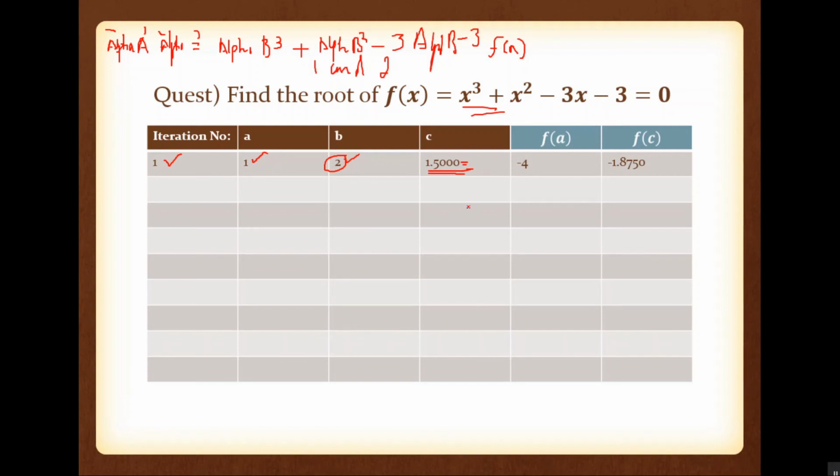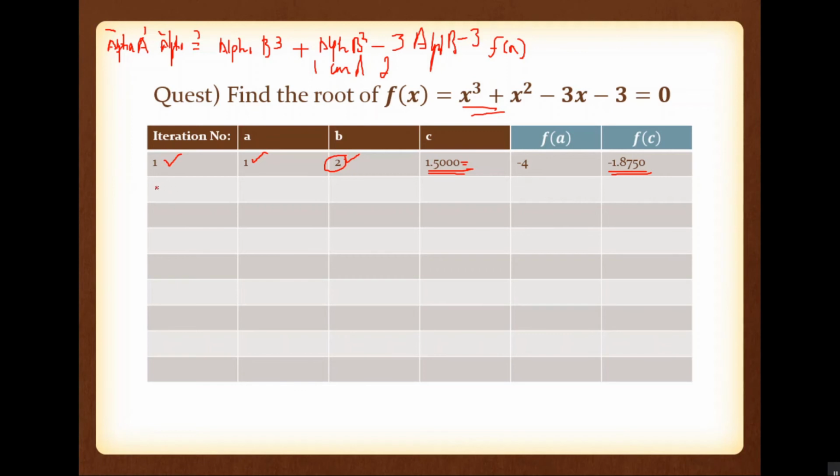So now calculate f of c. What is the value of f of c? That is 1.5 raised to 3 plus 1.5 raised to 2 minus 3 into 1.5 minus 3. So I think you have minus 1.875. Is it okay? Minus 1.875. I think all of you got the answer. Okay, so now we are going to start the second iteration.